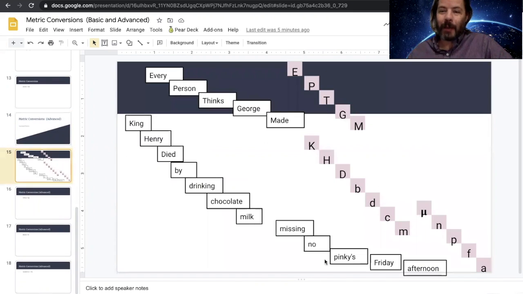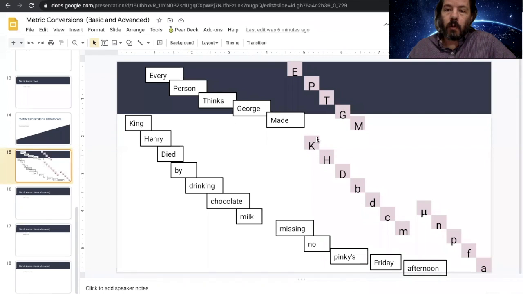So we have our base ladder here. We have King Henry died by drinking chocolate milk right here in the middle. But then we have our extreme ends. On this end, we have what's probably most familiar: exa, peta, tera, giga, mega. So kilobytes, megabytes, gigabytes, terabytes, right? So we have peta and exa at the large end of things. On the smaller end of things, we have deci, centi, milli. Then we have micro, nano, pico, femto, and atto.